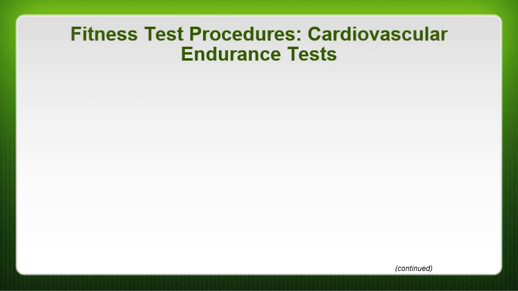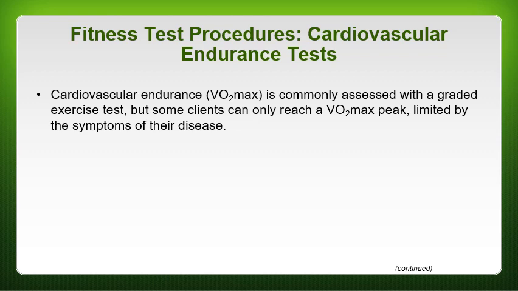So for cardiovascular endurance tests, your cardiovascular endurance or your VO2 max is going to be assessed with some type of graded exercise test, but some clients could only reach a VO2 peak, which might be limited by their particular disease. So that's something that you want to make sure you're aware of, and that's why we're doing our health history and medical clearances for an individual. So these individuals may be limited and may just reach that peak VO2 because they can't hit a true VO2 max.